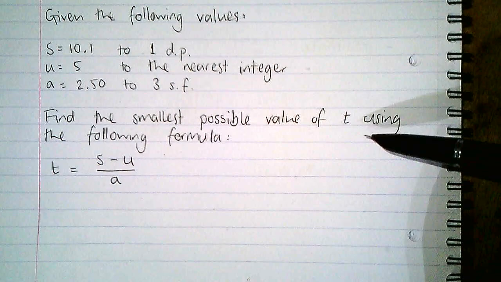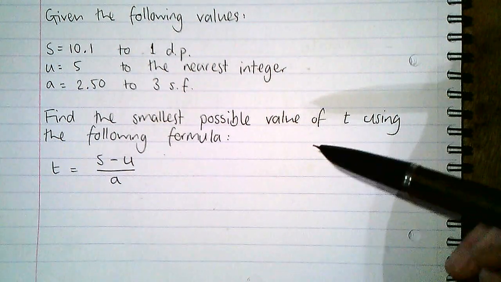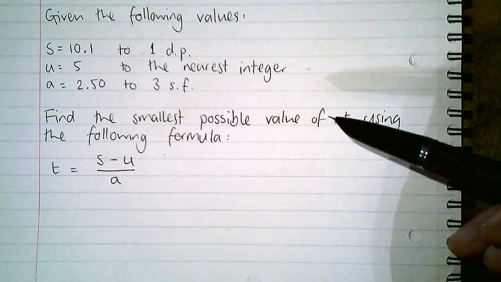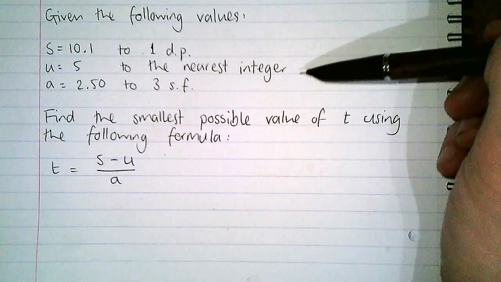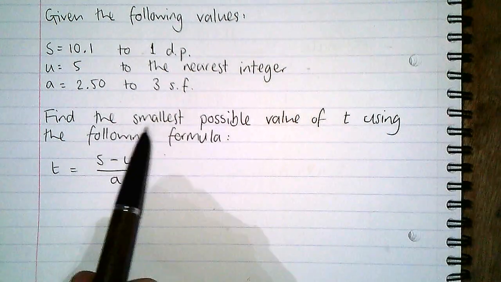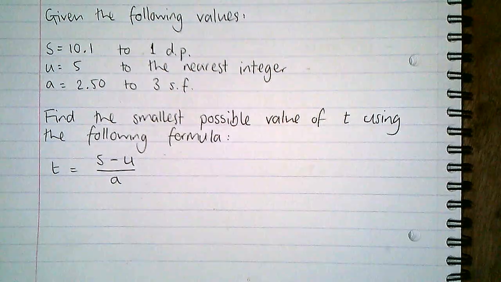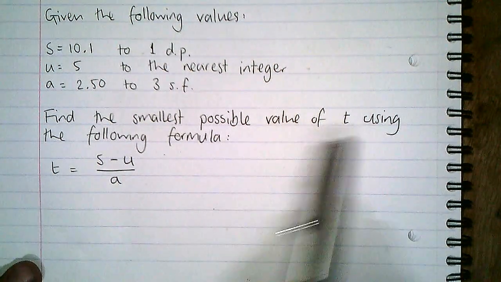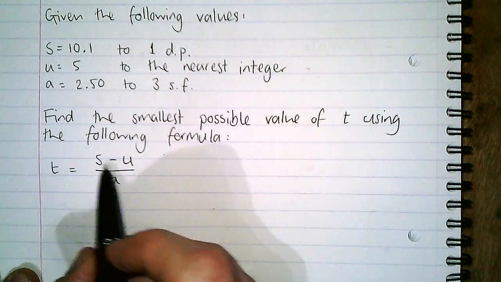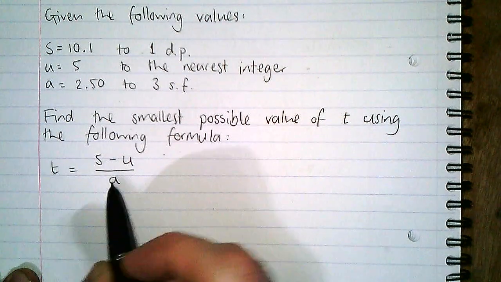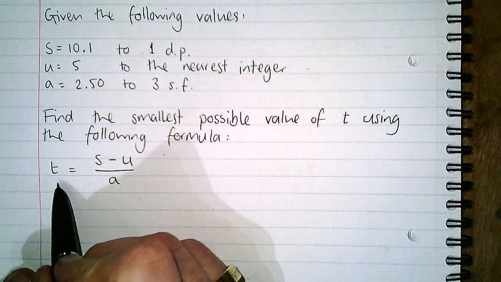No point in this question does it use the word bound, so you've got to be able to identify that this is all about bounds, error intervals, etc., because of the fact that you're told the information and told what they're rounded to. And then you're looking here for smallest possible values. You're asked about smallest values or largest values. So if we're trying to find the smallest possible value of t, that means we want to minimize t. We want to make it as small as we possibly can by choosing values for s, u and a based on our information here in order to make t as small as possible.